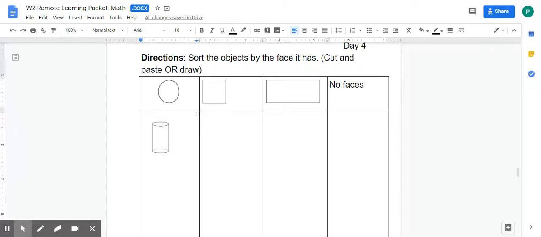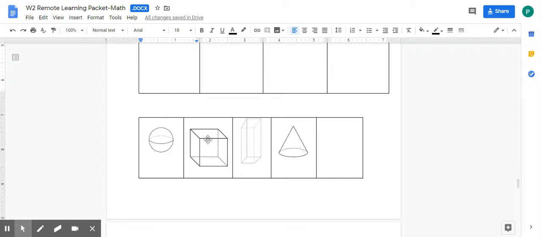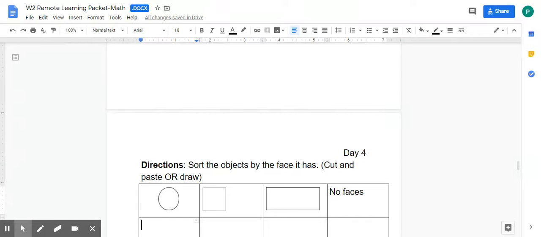Notice how the flat surface is actually a 2D shape. So the flat surface of a cylinder is a circle. And then you're going to continue to cut these out and glue them in the correct spots. And that is going to be what day 4 looks like.